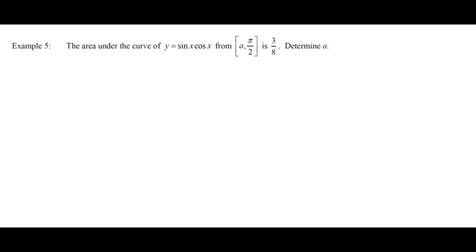The area under the curve of y equals sine x cos x from a to pi over 2 is 3/8. Determine a. Okay, so what do we know about area? Well, let's say we've got a function. If we do the antiderivative, we will use that to get the area, by substituting in.